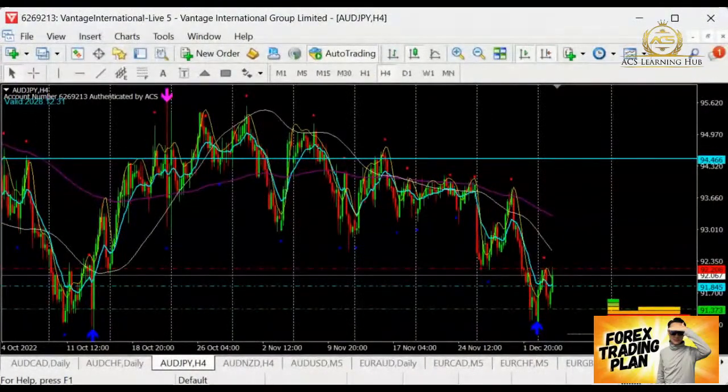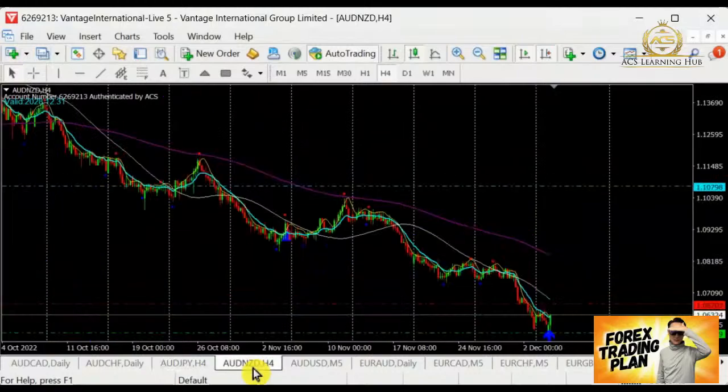Okay, let's see. We are in the bear, correct? We are in the bear. So tentatively, I'm going to put this Aussie yen in the watch list. All right, so next to go, Aussie Kiwi.